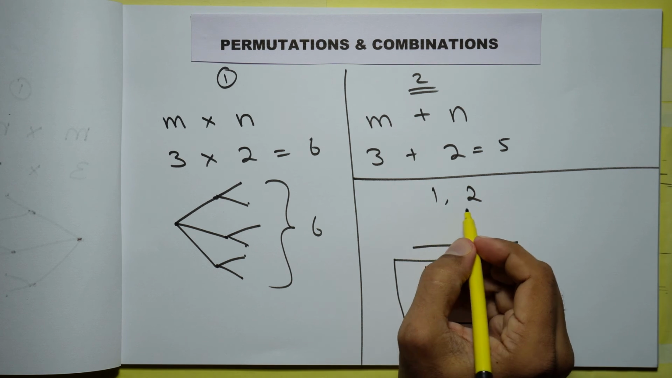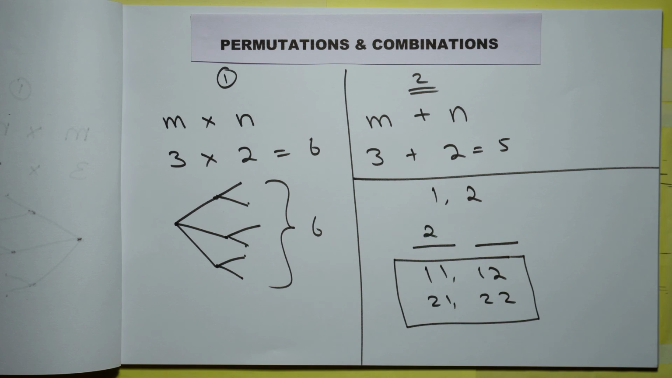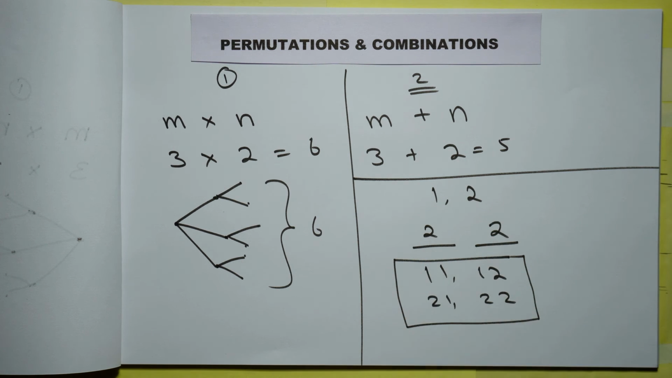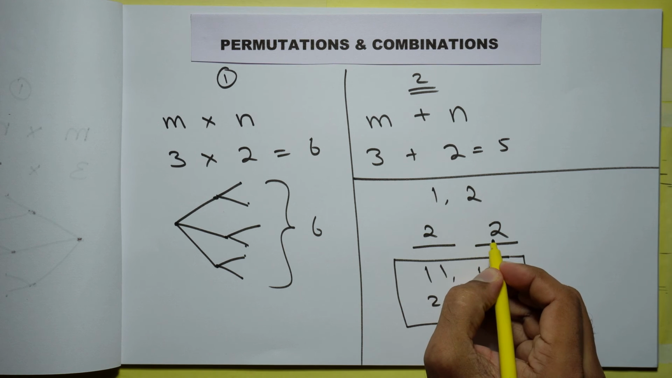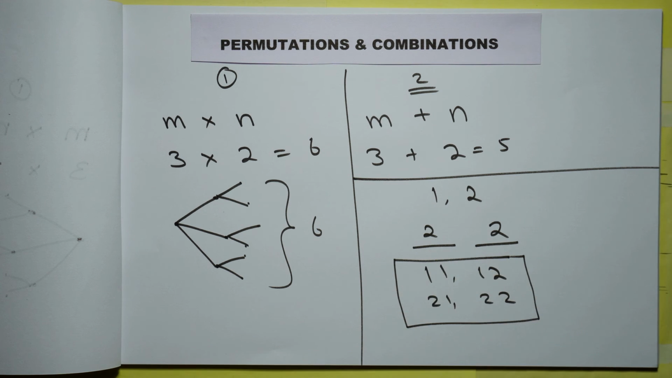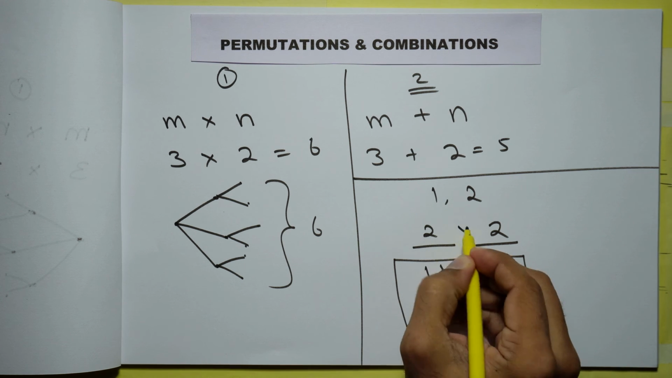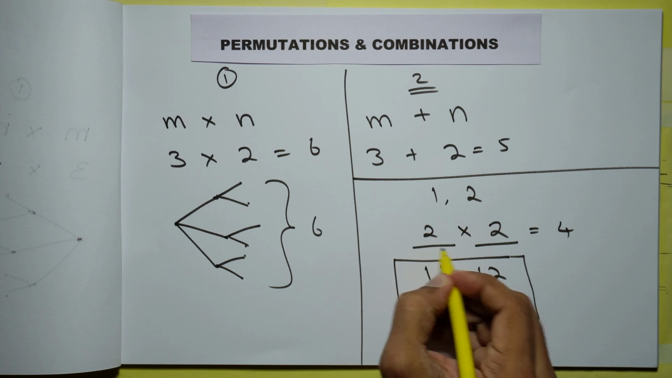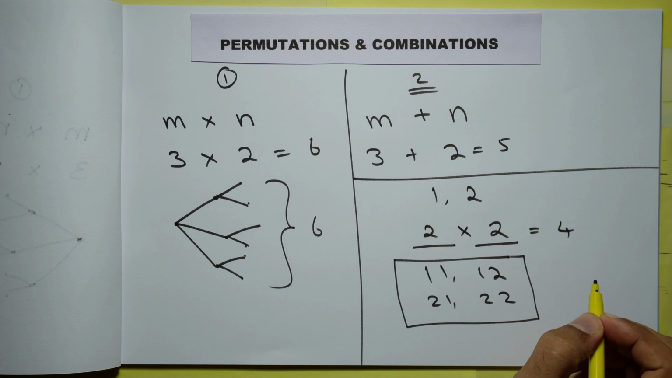Using the fundamental principle of counting, this blank can be either 1 or 2. Two possible outcomes are there. This blank also can be either 1 or 2, two possible outcomes. Now in this case, both the blanks have to be filled, because if you fill any one blank alone, you will not get a 2-digit number. To get a 2-digit number, both the blanks have to be filled. Then the total number of outcomes will be 2 into 2, 4. That is 2 outcomes for this blank, 2 outcomes for this blank. So 2 into 2, 4 possible outcomes.